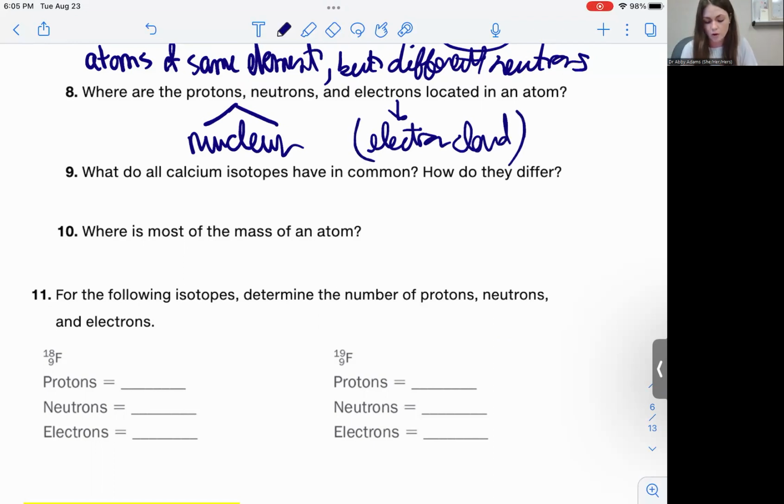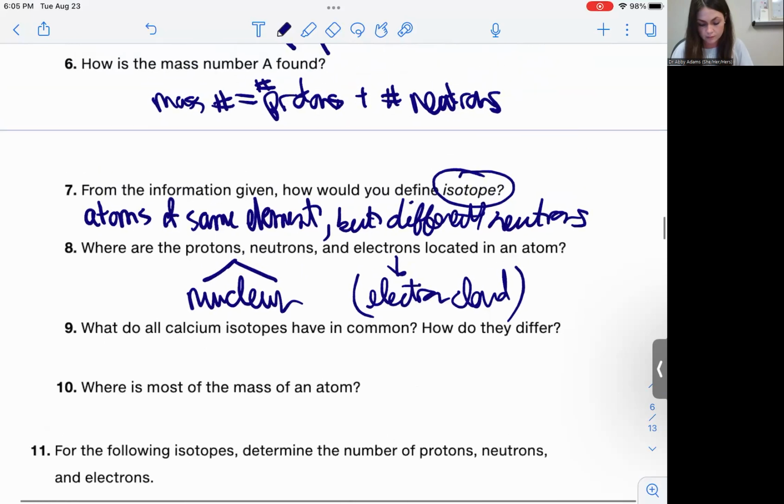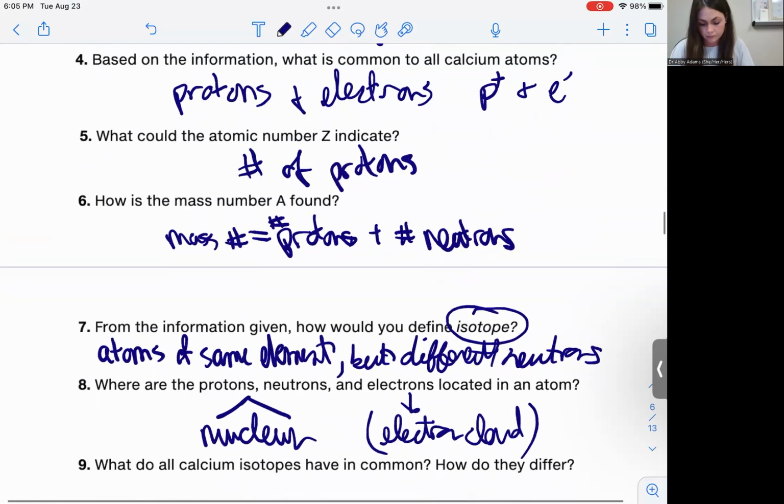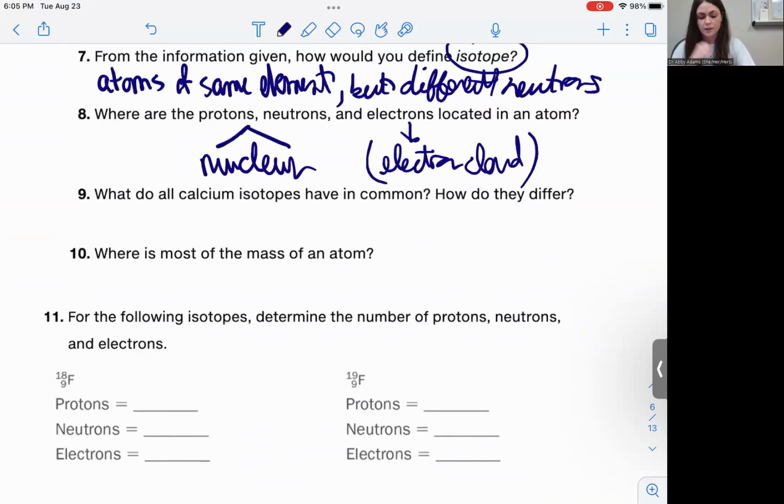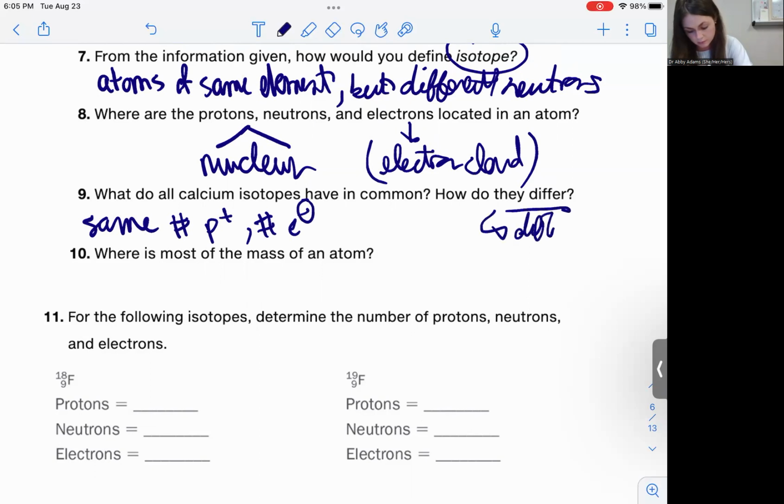So what do all calcium isotopes have in common? How do they differ? What is common with the isotopes? How do they differ? I feel like we already answered this. They have the same number of protons, the same number of electrons, and they have different numbers of N.